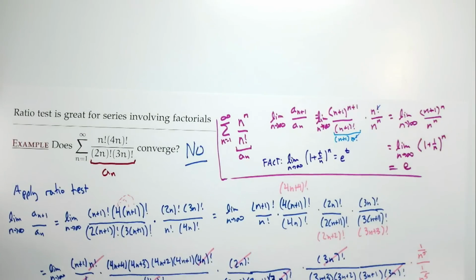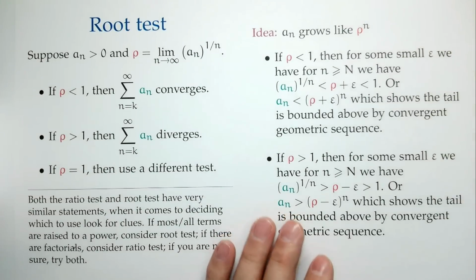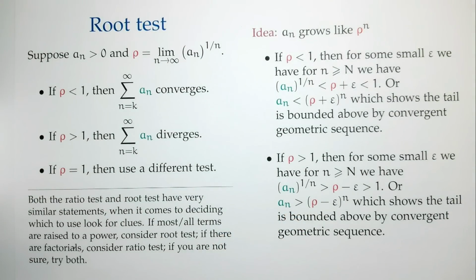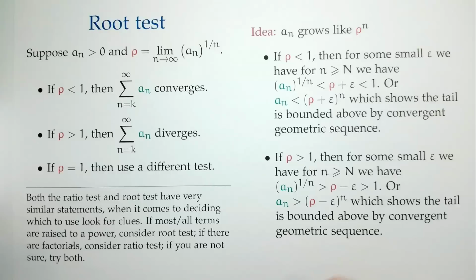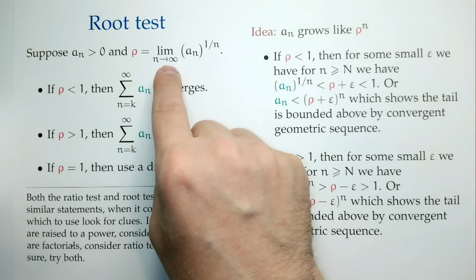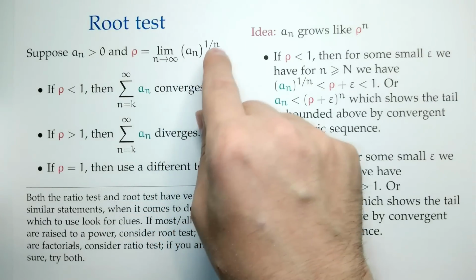Okay, so anyways, that's the ratio test. But there's a second test, and the second test is called the root test. So ratio and root. And how does the root test work? Well, it says, suppose you have a sequence, a positive sequence of numbers, and you have the limit as n goes to infinity of the nth root.